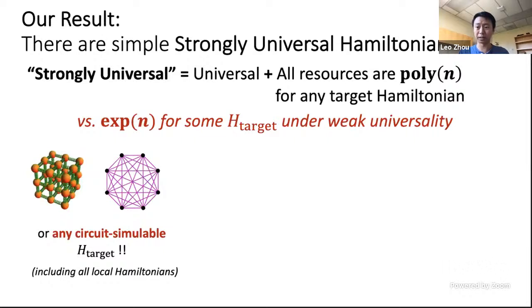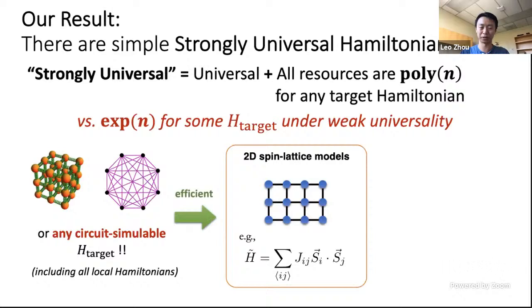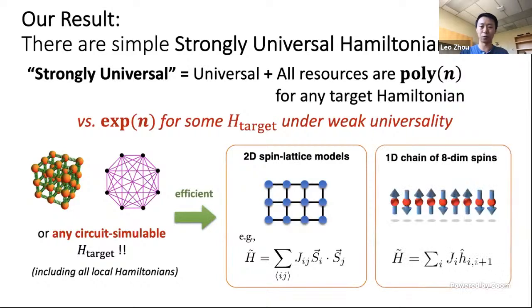More concretely, this means that we're able to take any Hamiltonian, 3D or TR, doesn't matter. In fact, we were able to show that, as long as the Hamiltonian can be efficiently simulated by a circuit, which we call circuit simulable, we can actually map them efficiently to a 2D spin lattice model, or even a 1D chain of 8-dimensional particles. And so both of these families that I mentioned, 2D and 1D, are strongly universal in the sense I described. All the resources are polynomial, and this works for any target Hamiltonian that you can simulate with a circuit efficiently.